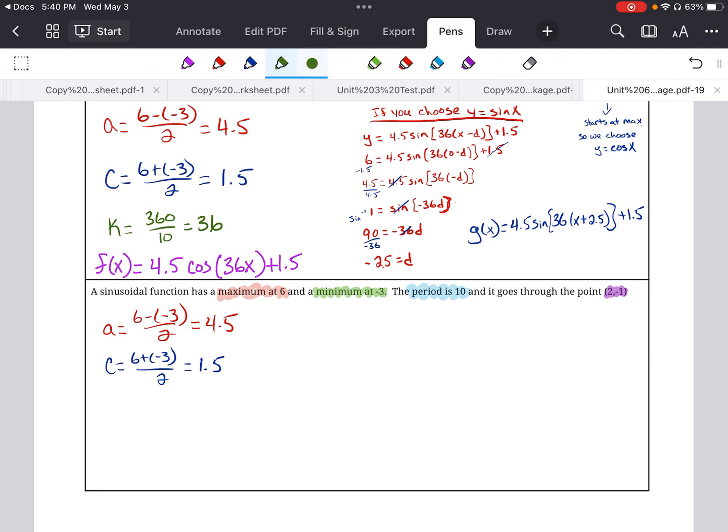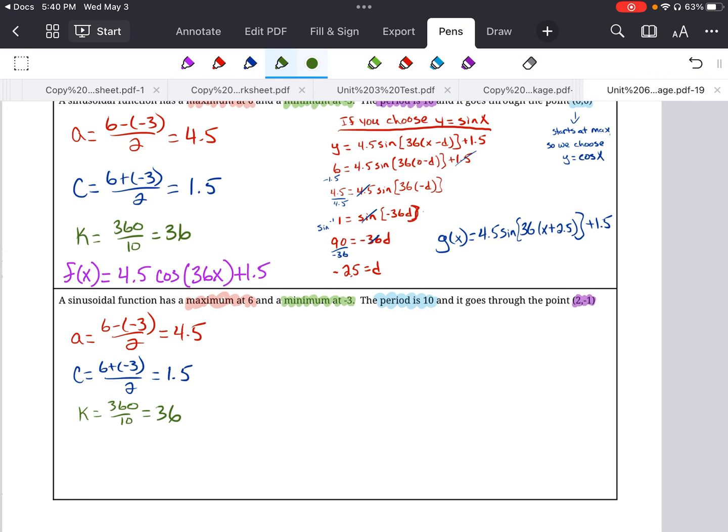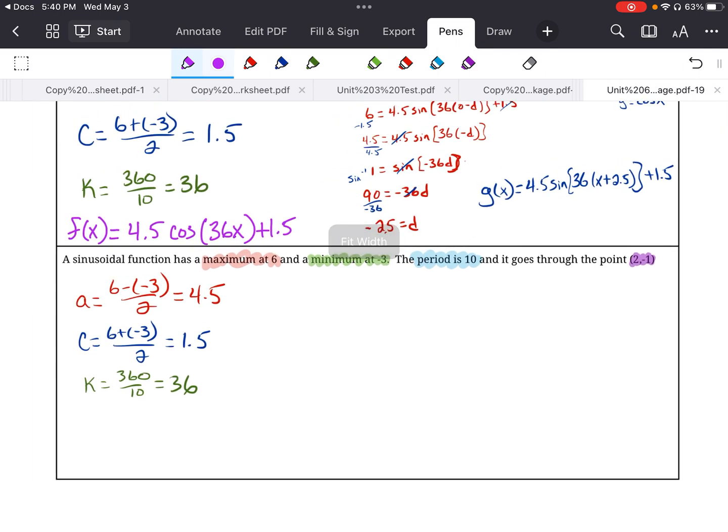A is the same as above, and c is 1.5. K is still 360 divided by 10, which is 36. So this time there is a phase shift, so it's going to be cos, but we're going to have an x minus d. And we're going to plug in 2, -1. So y is -1 and x is 2.